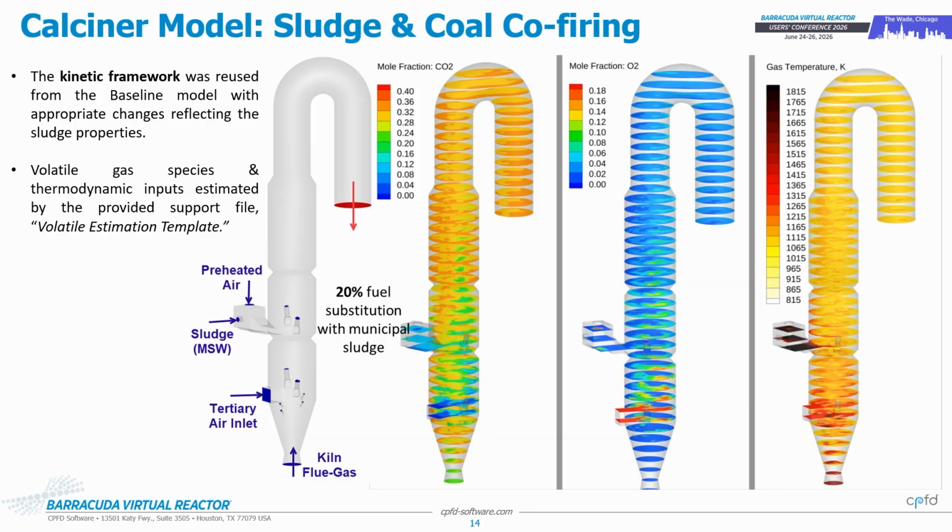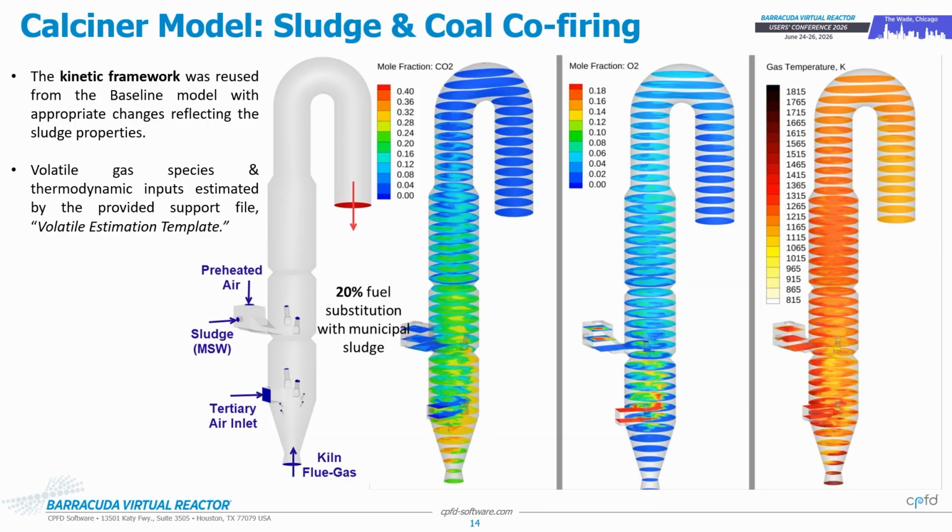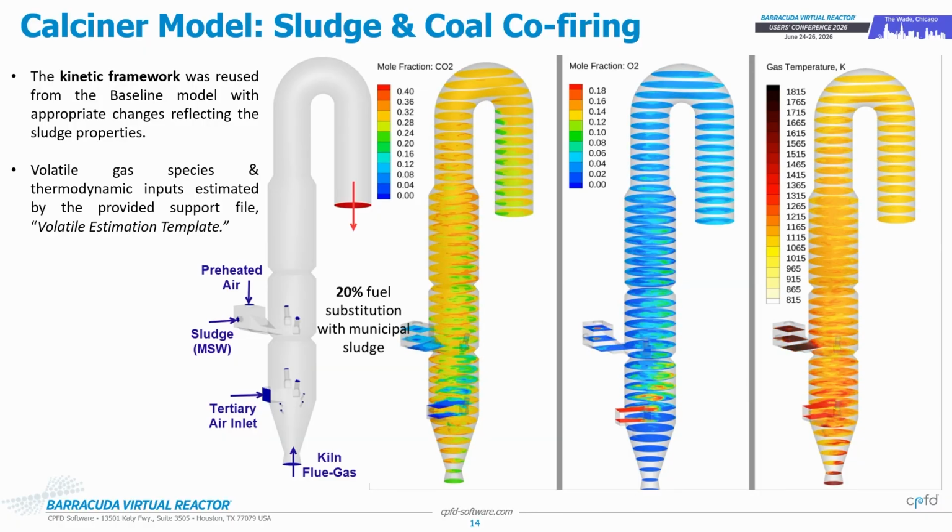So we have sludge coming in. This is the thermal decomposition furnace. So sludge is coming in, and we have some preheated air coming from the top. Sludge has about 45% moisture. So the main idea here is the sludge gets dried out in this furnace before it enters the calciner.